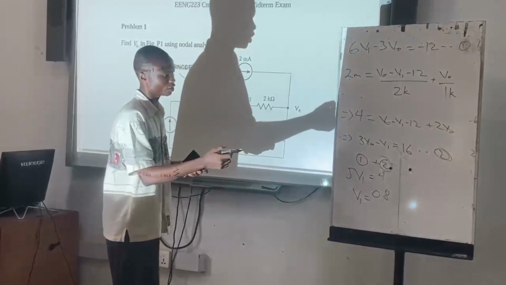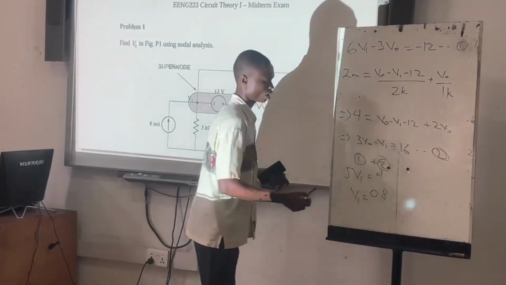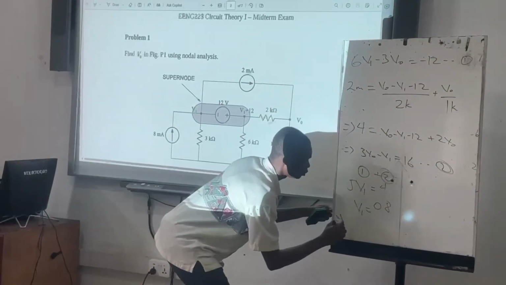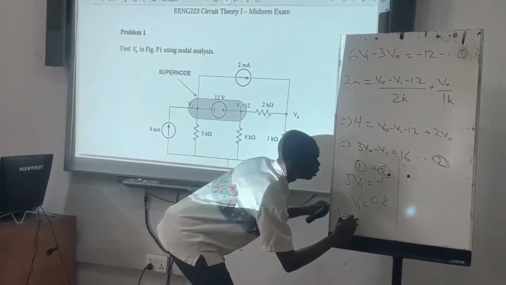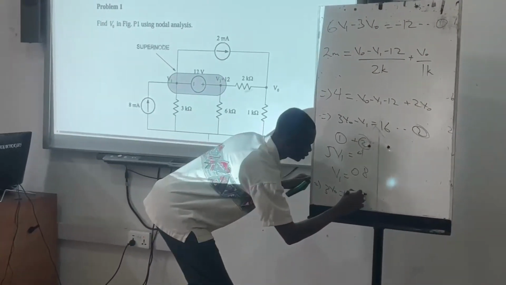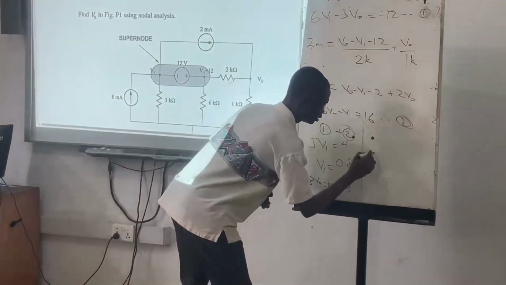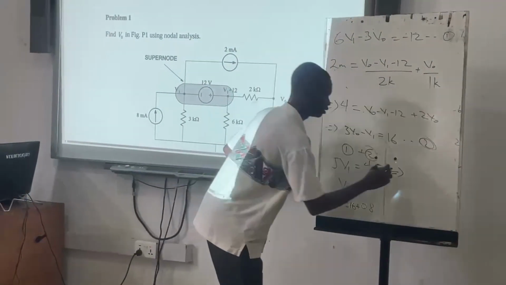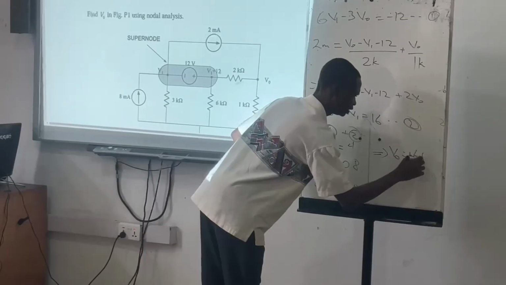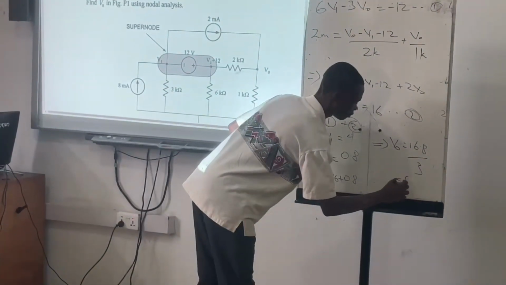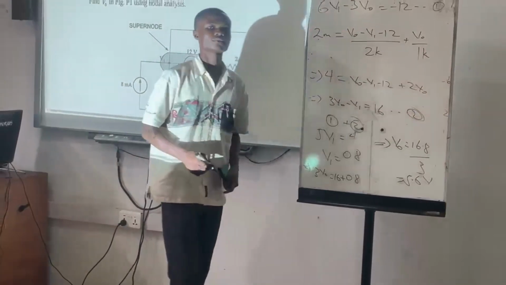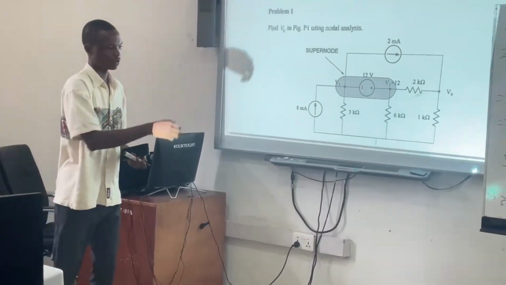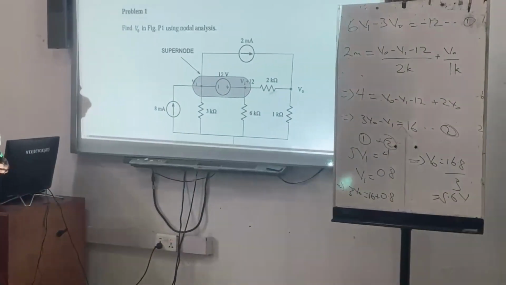So we take any of the equations and we substitute V1 with 0.8, and that is going to give us the value of V0. So it will be 3V0 equals 16 plus 0.8, and that is going to give us V0 equals 16.8 over 3, giving us 5.6 volts. So it was very simple. If you follow the rules, you are going to arrive at this simple answer. Any questions?